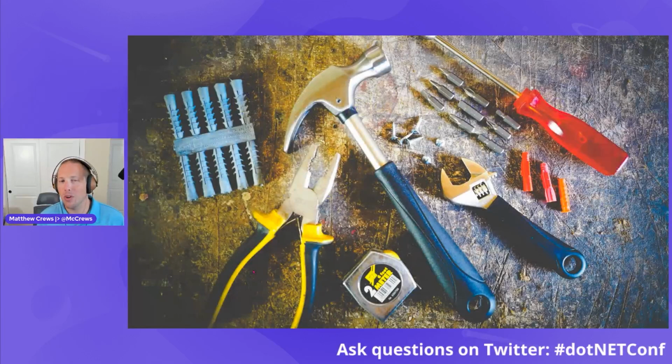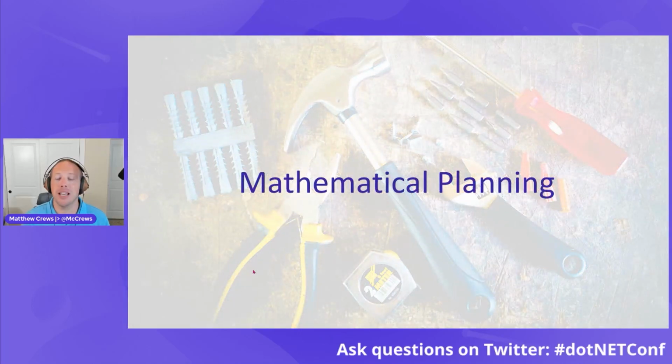Now, wouldn't it be fantastic if there was a set of tools for answering the question, what should we do? We have tools for inspecting the past. We have tools for predicting the future. But wouldn't it be amazing if there was a tool for answering what should we do? Well, fortunately, we do. It's called mathematical planning, and it's actually been around for decades.